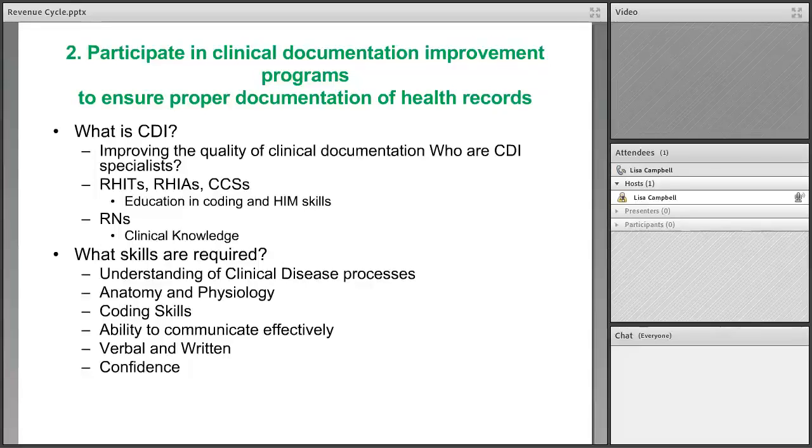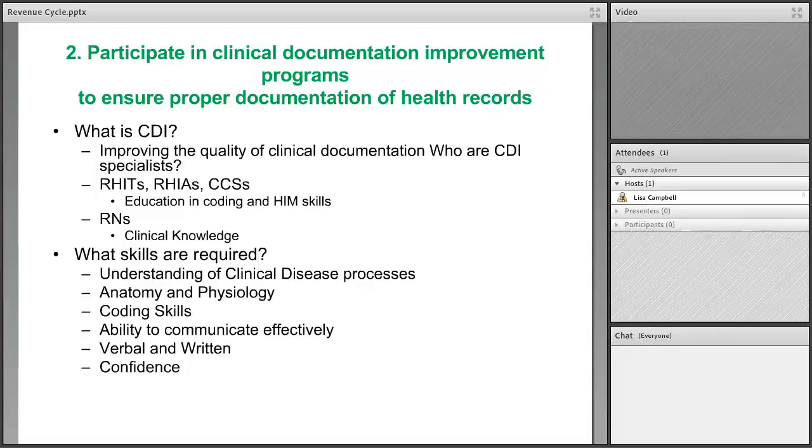So what skills are required? You definitely have to understand the clinical disease process. In the query that I showed you a few minutes ago, you have to know what information to pull out of the medical record in order to query the provider. So that's the reason why in your programs you have to take the medical terminology, the anatomy, the disease process, and pharmacology. It's because you have to understand that not only to code the record, but if you're going to function as a clinical documentation improvement specialist, that's a must-have skill.